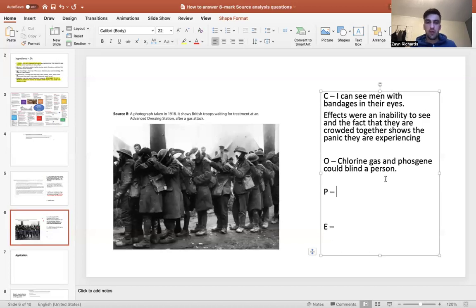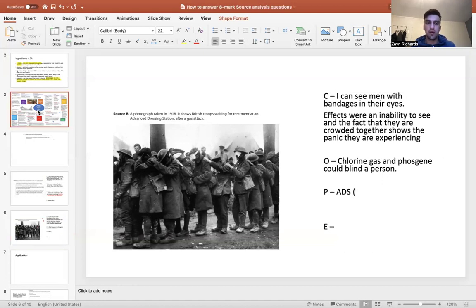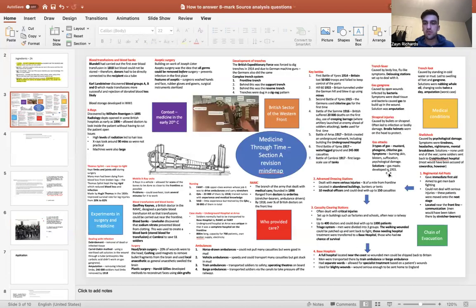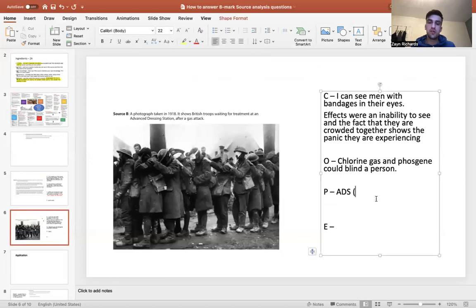And then in terms of provenance, the fact that it is an ADS, an advanced dressing station, we want to talk about the fact that it often could not deal with the number of casualties. So it's the second link in the chain of evacuation, and it's often overwhelmed by casualties.